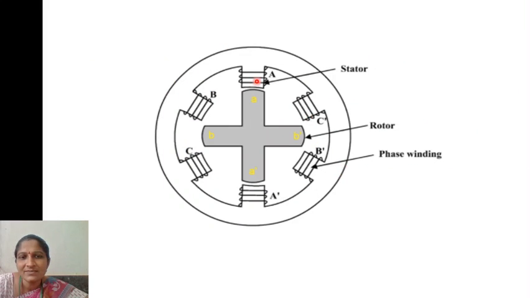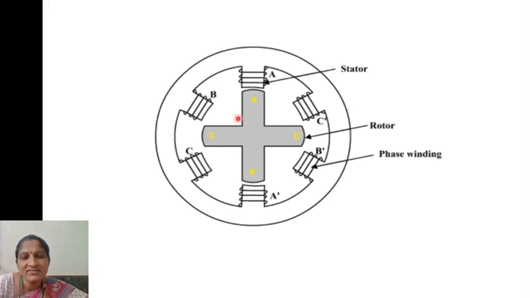So you can observe this is the construction of the switched reluctance motor. This is the stator and inside this is the rotor. On the stator there will be stator windings. These will be A, B, C. Three phases will be there. So A dash, B, B dash, C, C dash.